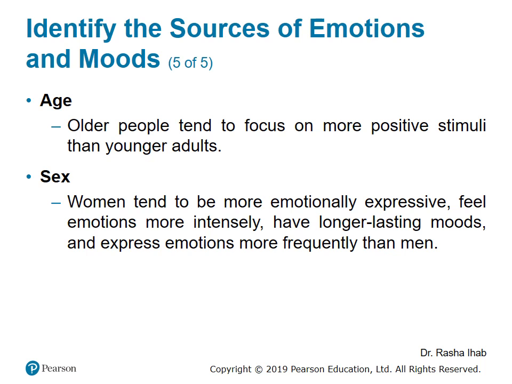Let's talk about age. Older people tend to focus more on positive stimuli than younger adults. I mean by positive stimuli, they tend to self-regulate by trying to increase the positivity in their attention and memory. They don't try to think about negative things. They always try to remember the positive part of their life. They stress on the positive things, so they concentrate on what's positive to increase their positive mood.